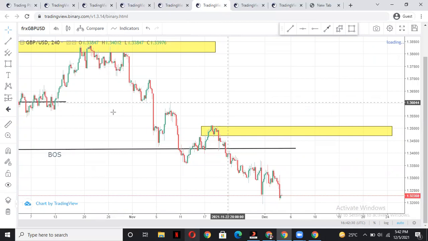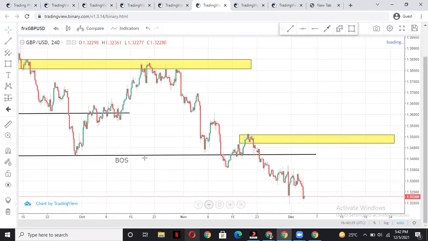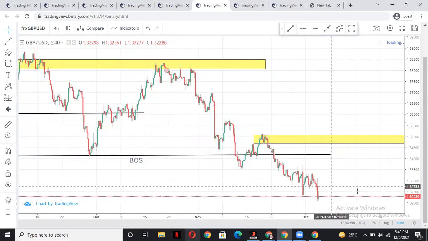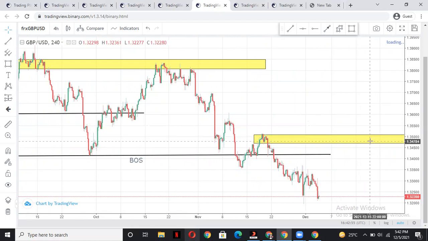GBP USD has given a bearish movement, and these are breaks of structure. Price has created an order block. I expect price to come back, activate this other block, then shoot further down. That's what I'm expecting on GBP USD in the course of the week. So if I'll be selling GBP USD, I'm waiting for price to come back to this area. This is where I want to look for opportunity to sell.